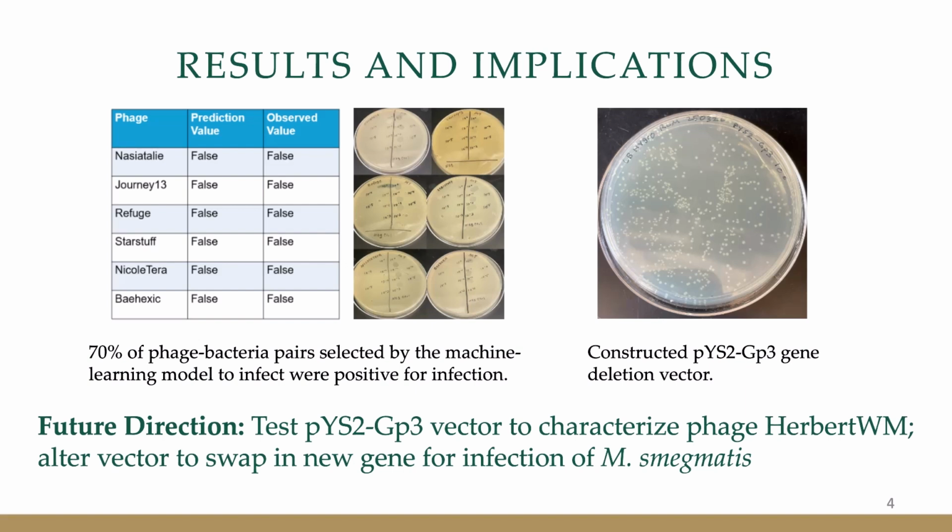So not only does this validate the model with actual experimental data in the lab, it also contributes to the body of literature and the training data to make things more robust and generally increase the accuracy of approaches like these for future use. And in terms of results, 70% of the phage-bacteria pairs selected by the machine learning model were able to infect, or were positive for infection. The right here is something small and representative of the engineering approach, but here are bacteria colonies that contain this constructed pYS2 GP3 gene deletion vector that I constructed.